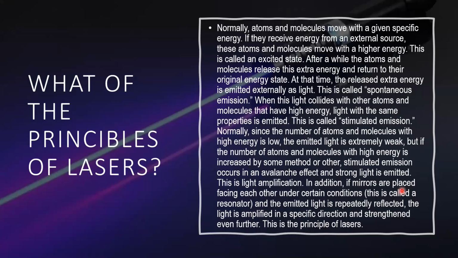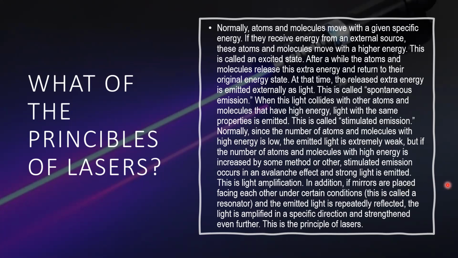What is the principle of laser? Normally, atoms and molecules move with a given specific energy. If they receive energy from an external source, these atoms and molecules move with a higher energy. This is called an excited state. After a while, the atoms and molecules release this extra energy and return to their original energy state. At that time, the released extra energy is emitted externally as light. This is called spontaneous emission.